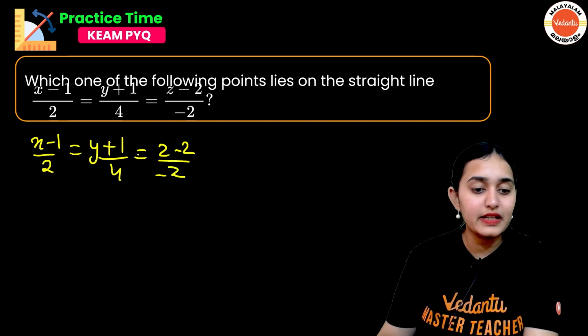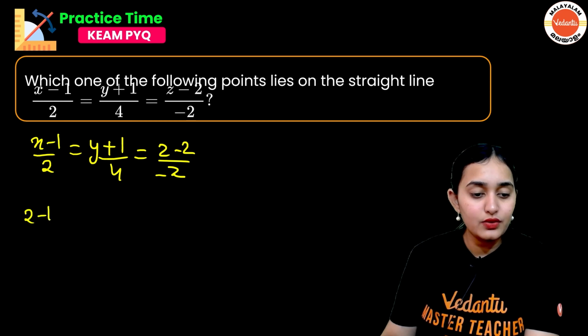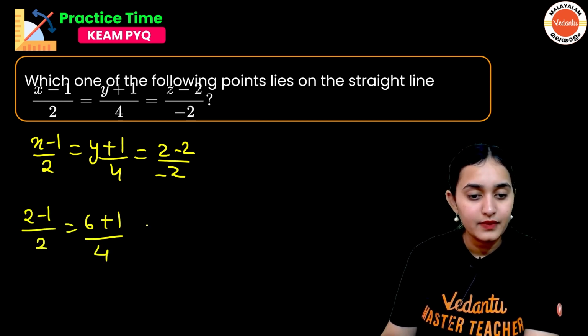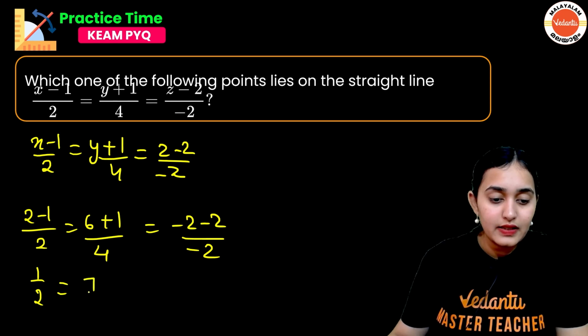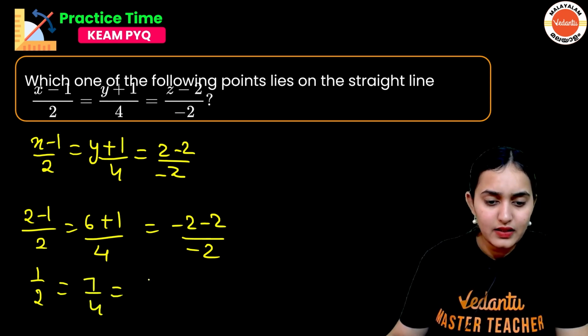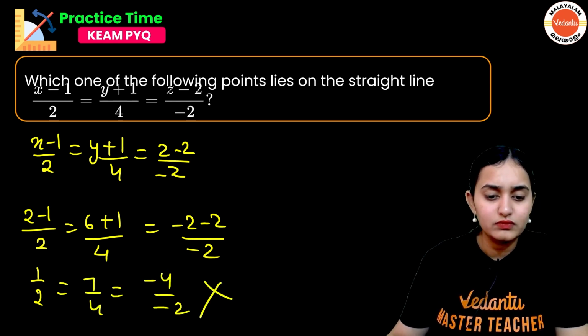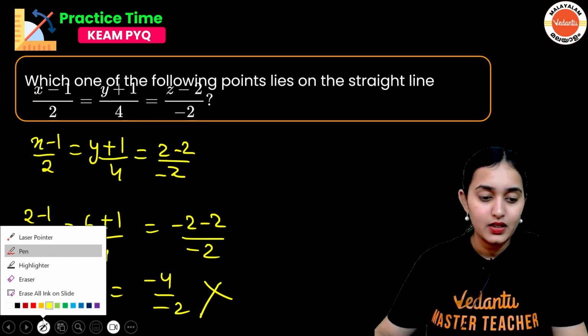You are picking 2, 6 minus 2. So it will be 2, 6, minus 2. Is it coming equal? 2 minus 1 by 2 is 1 by 2. This is 7 by 4 and this is minus 4 upon minus 2. This is not coming correct.